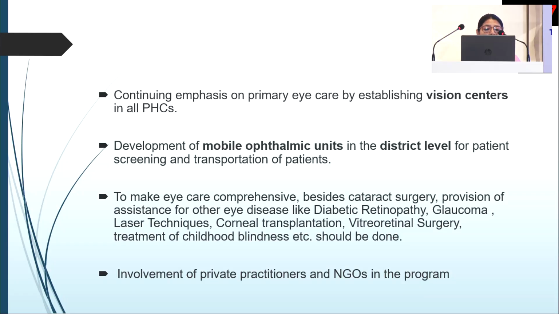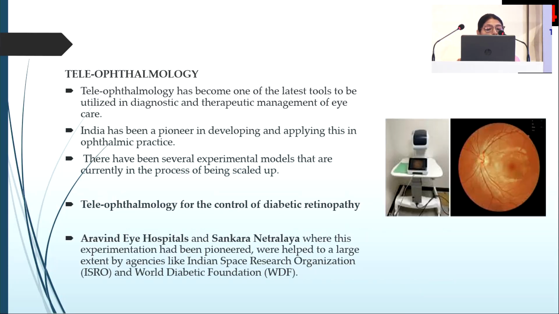To make eye care more comprehensive, besides cataract surgery, there should be provision of assistance for other eye diseases like glaucoma, childhood blindness, corneal transplantation, etc. And there should be more involvement of private practitioners and NGOs in the program.